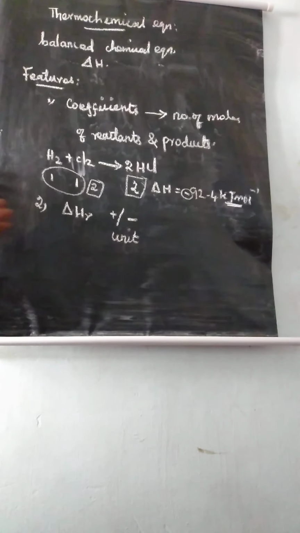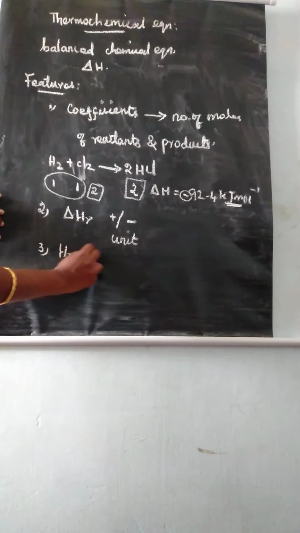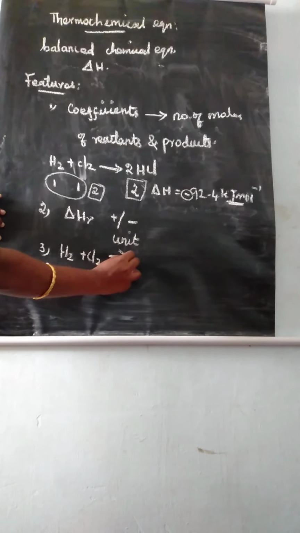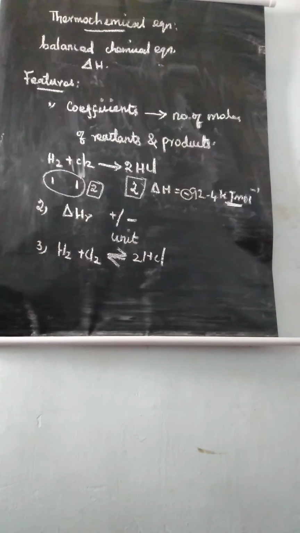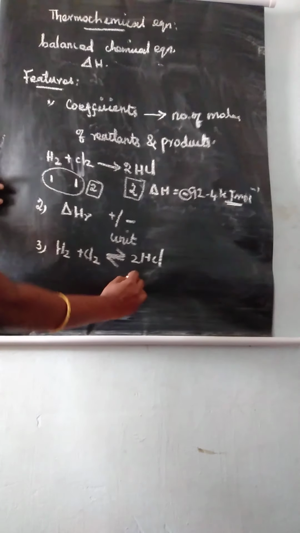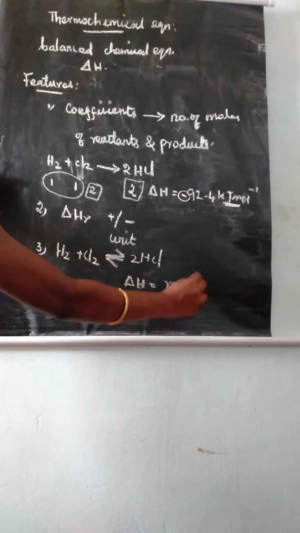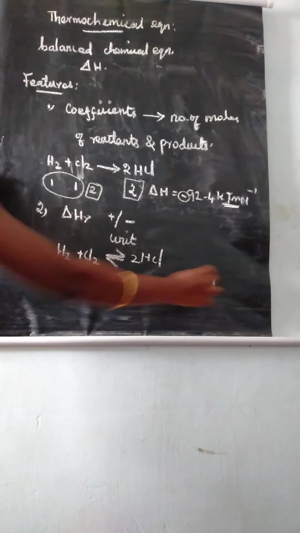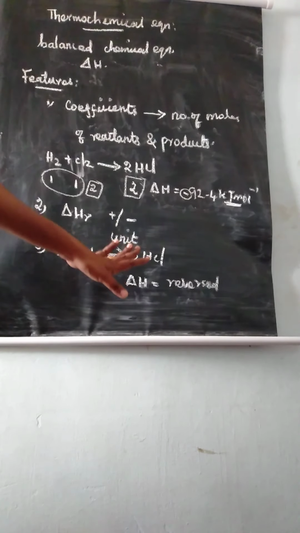Understand? Then third point. When the chemical reaction is reversed, if it is a reversible reaction, the delta H value is also reversed. When the chemical reaction is reversed, delta H also reversed.